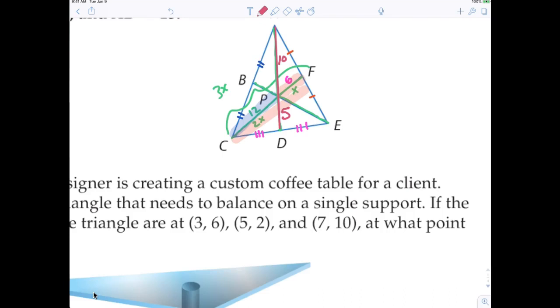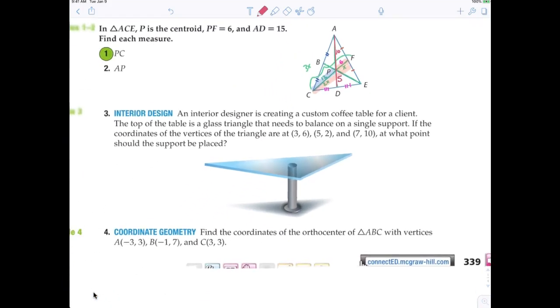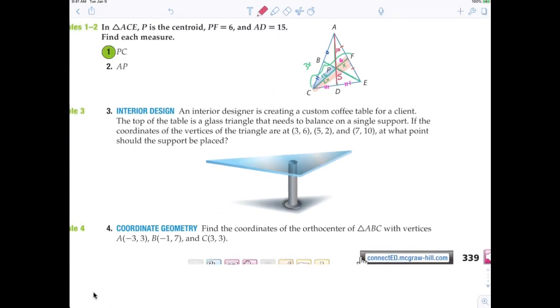All right. Is everybody with me on this? Everybody good? All right. Now, we have some time. So what I want to do on number 3 is it says an interior designer is creating a custom coffee table. Now, does everybody get the idea of what I'm saying here? You could actually have a coffee table with one leg if it's triangular. Does everybody agree with that? Right? Because that's what we're saying.